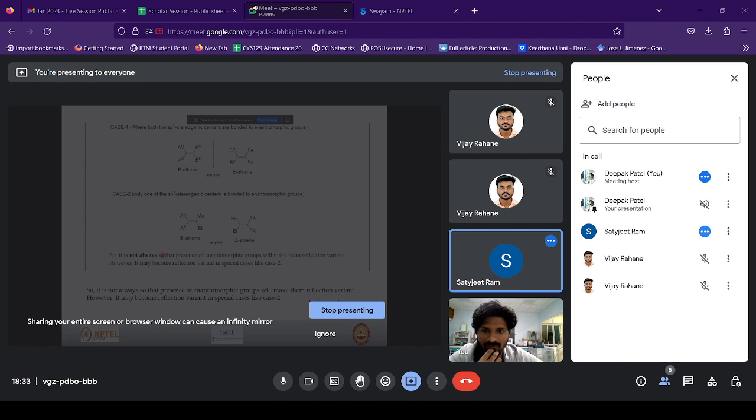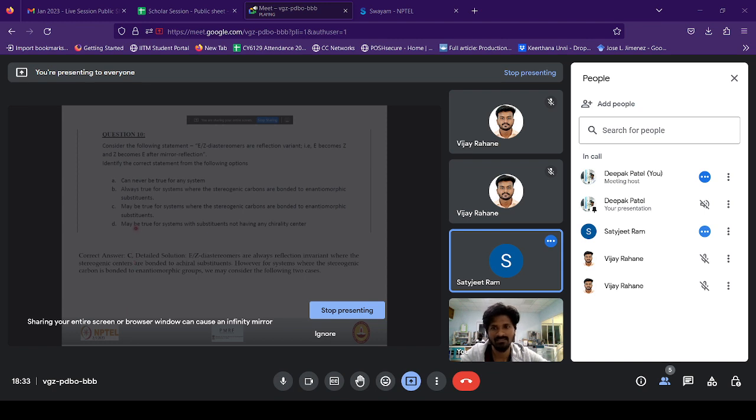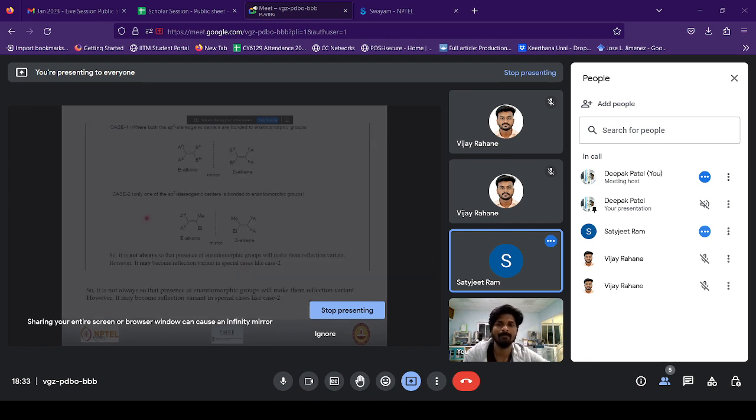So it is not always so that the presence of the enantiomorphic group will make them reflection variant. However, it may become reflection variant in a special case like case two. So option C was correct here: may be true for systems where the stereogenic carbons are bonded to an enantiomorphic substituent. So this was the question. Thank you. We will continue in the next session.